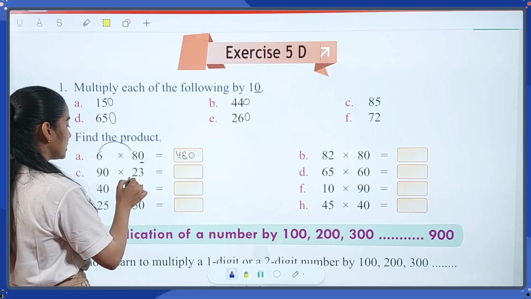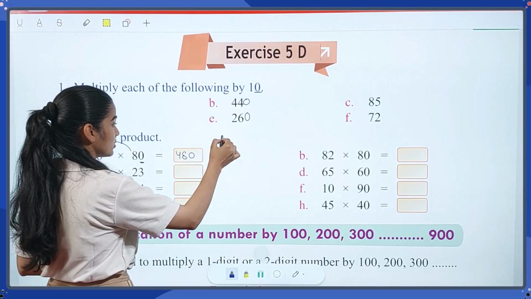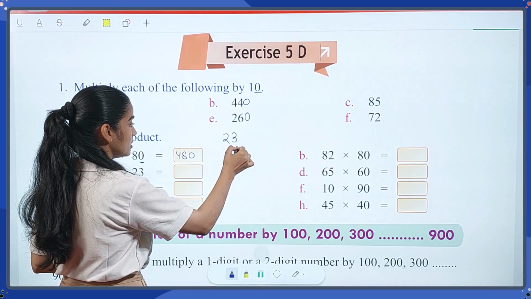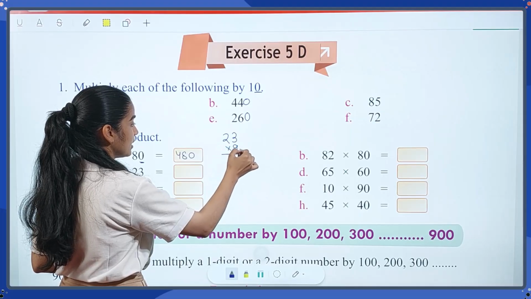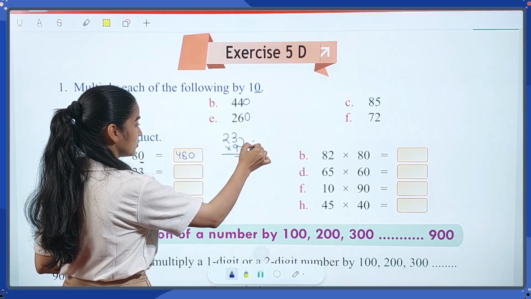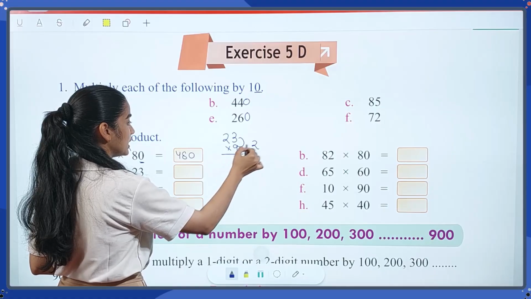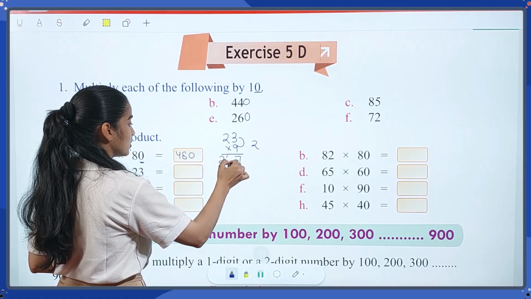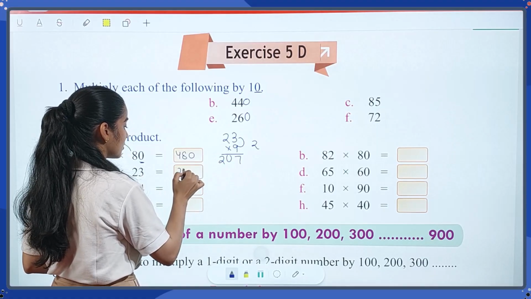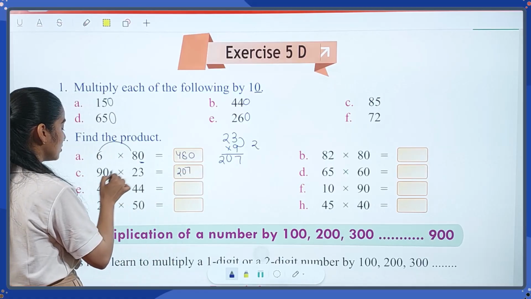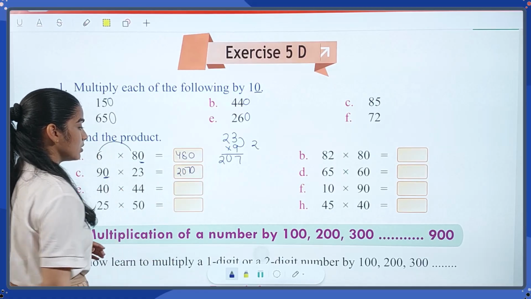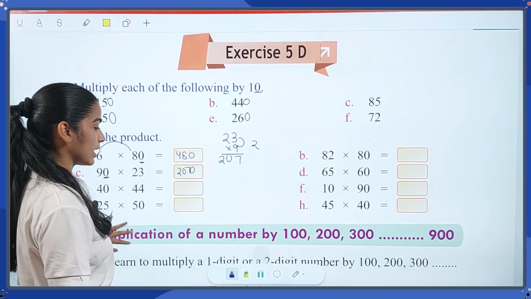Now you have to multiply this. For this you have to multiply 23 by 9. So 9 threes are 27, write 7 and carry 2. 9 twos are 18. 18 plus 2 is 20. So 207. And how many zeros are there? Only one. So you have to write 0. So 2070 is your final answer.